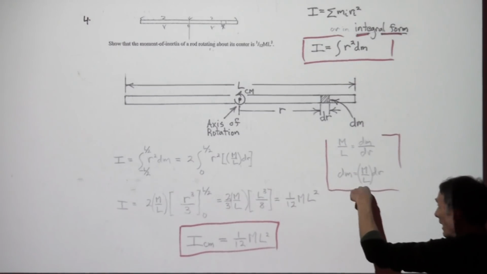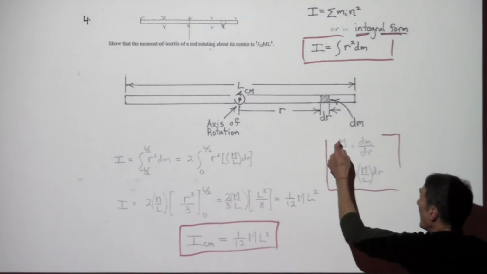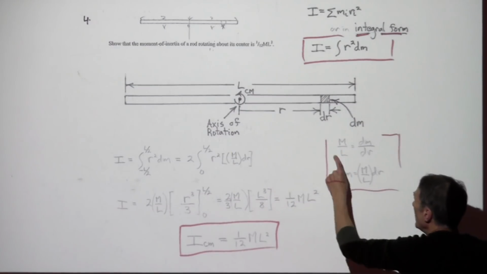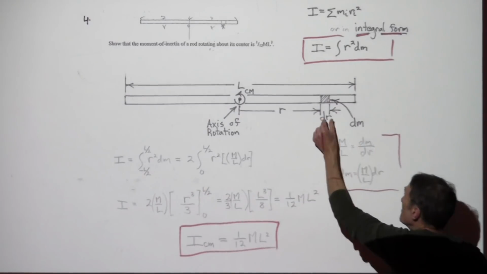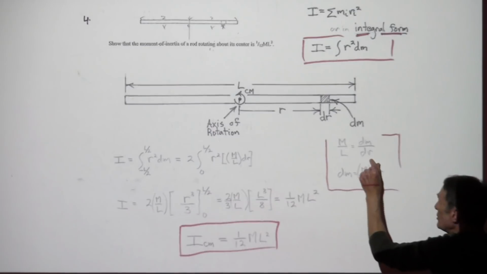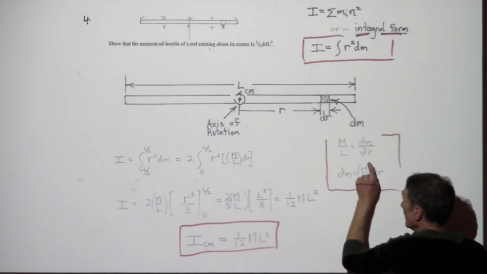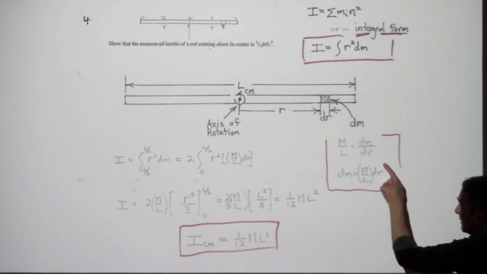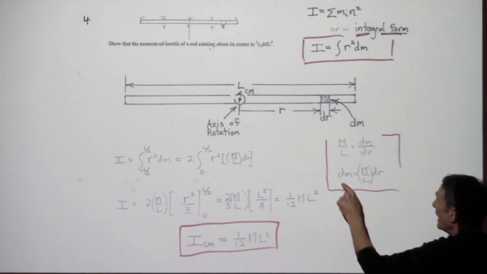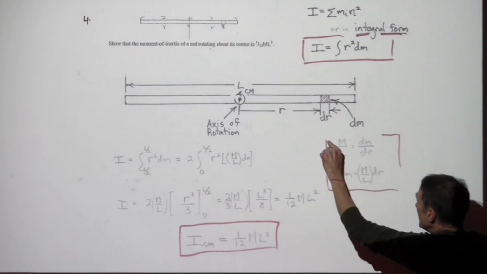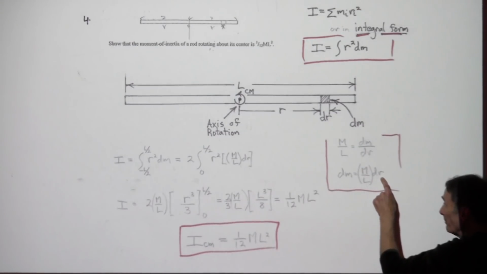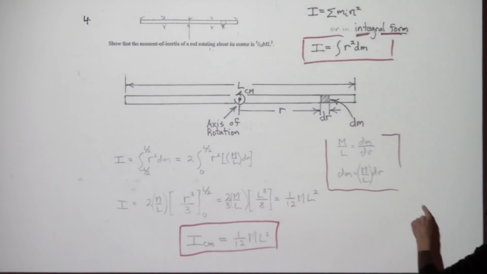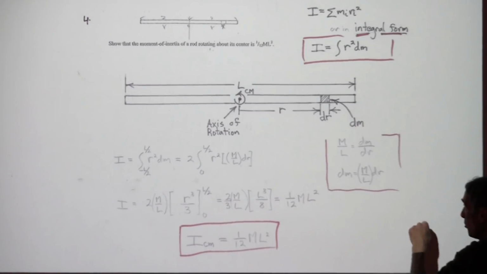And I can do that with a simple ratio. I can say the mass of the whole stick, big M, is to the length of the whole stick as this tiny little mass is to its tiny little length. Looking at it like that, and bringing the dr over here, dm is equal to M over L times dr.